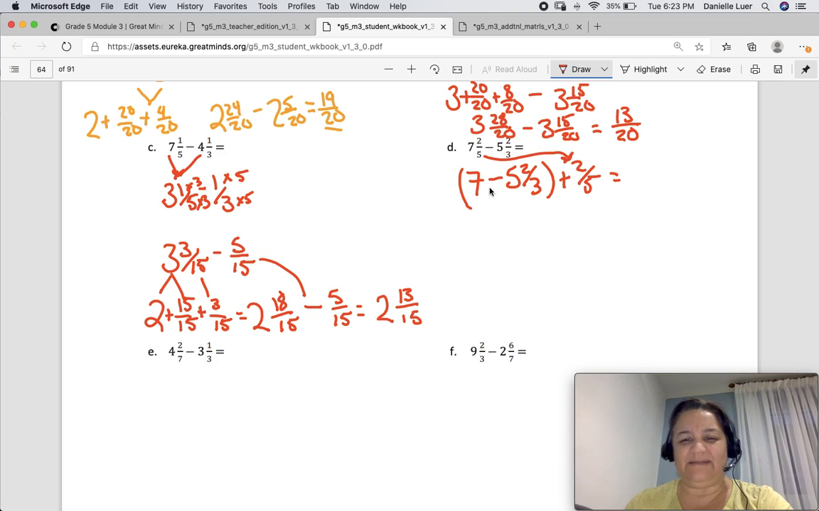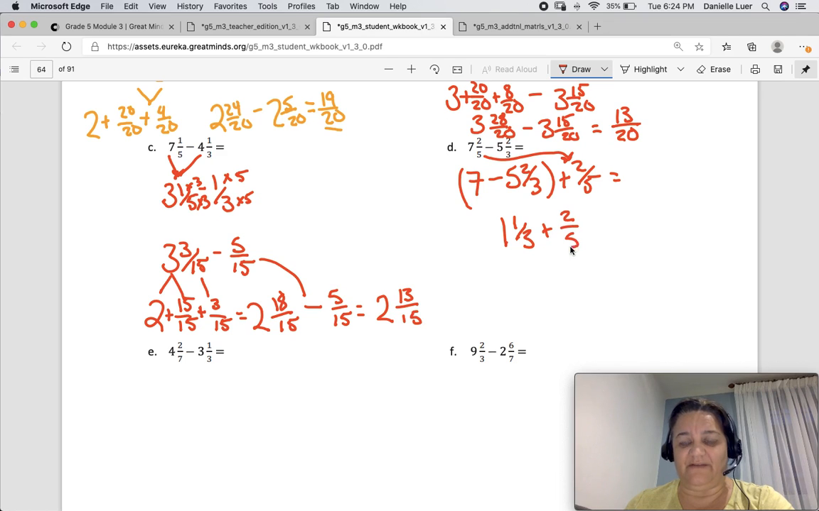Okay? So 7 minus 5 and 2/3. I think you can almost do that in your head. 1 more third would be 6, and then a 1 would be 7, so that answer would be 1 and 1/3. If you don't know how I got that, try adding it together in your head. 5 and 2/3 plus 1/3 would be 6, plus 1 would be 7. Now, I've turned it from a subtraction problem into an addition problem.